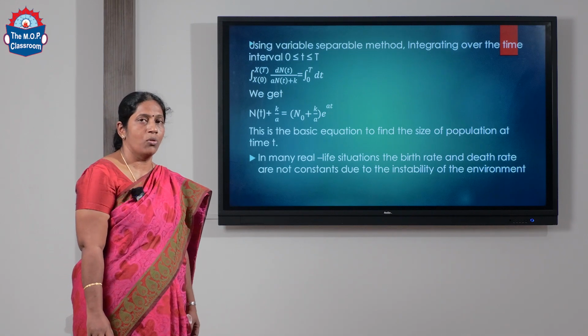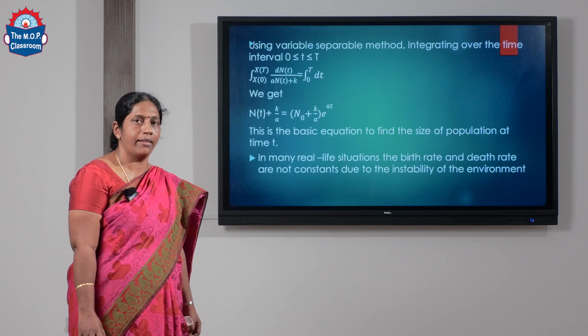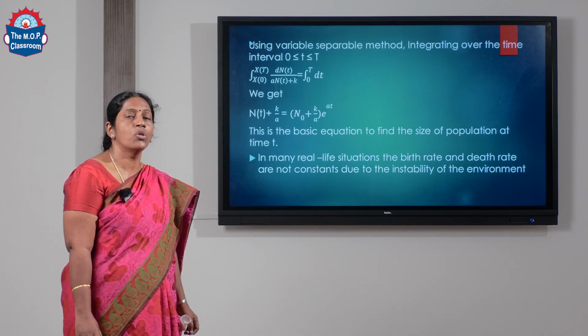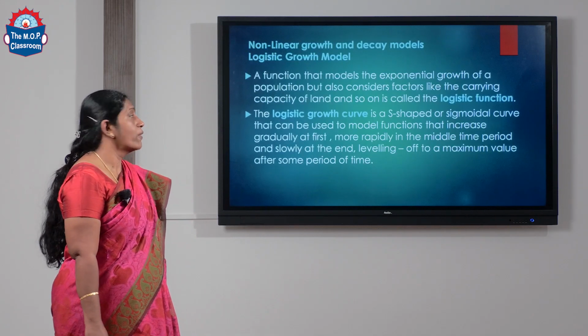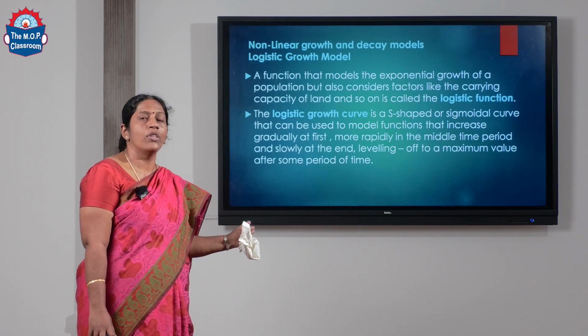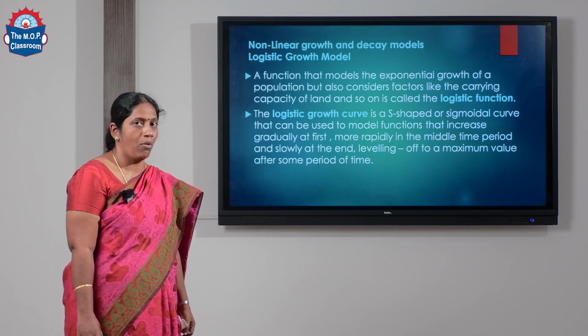Now all of us know that in many real world situations the birth rate and death rate are not constants due to the instability of the environment. So we have the next model here, which is the logistic model, also called the nonlinear model.